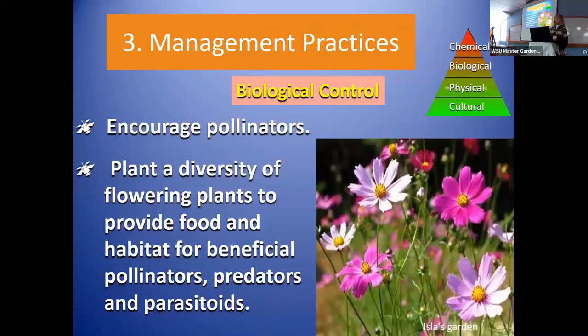So now we're going to bump up the pyramid. We're going to look at the biological controls. It's really important to encourage pollinators, especially the mason bees, for effective pollen transfer and good fruit formation. And you'll want to think about releasing your mason bees as the flowers start to bloom in your orchard so that they will then go and pollinate in your orchard. Also, plant a diversity of flowering plants, and provide food and habitat for your beneficials: pollinators, predators, and parasitoids.